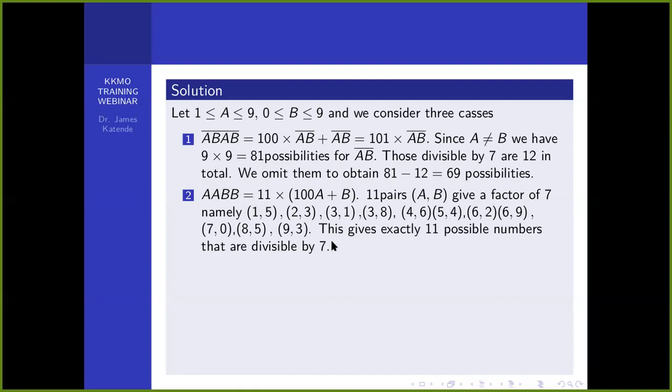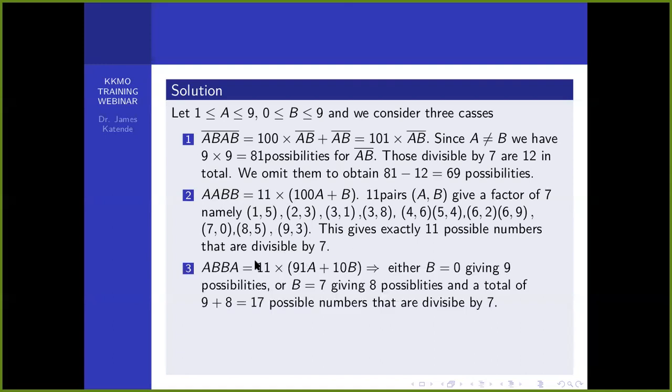I hope that is making sense so far. Then there's one last case to consider where the two B's are in the middle and the A's are at the ends. So you can rewrite this as 11 multiplied by 91A plus 10B. There's some work involved there for you to get it. How would you do this? Let me see. Let me try to.